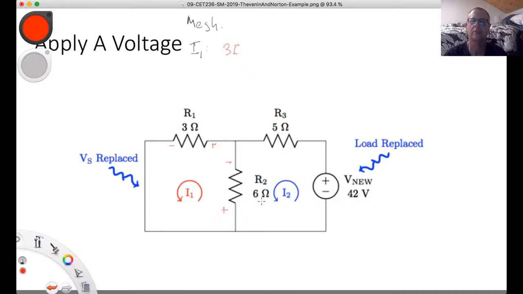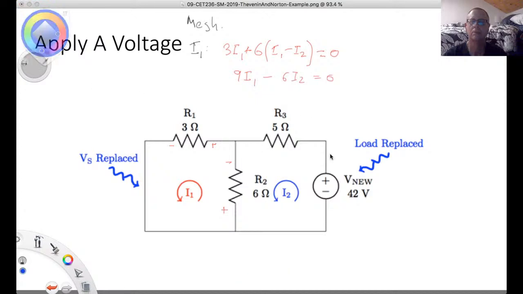3I1 plus I1 6 times, and then it's I1 minus I2. For the I1 mesh, I2 is going in the opposite direction of I1, so it has to be negated. There's no voltage supply, so that's a 0. So that means we get 9I1 minus 6I2 equals 0.